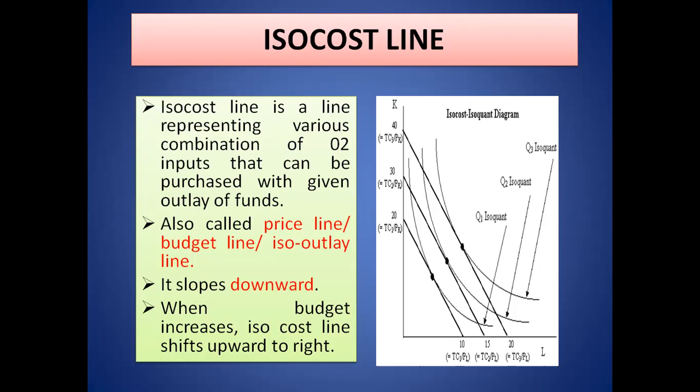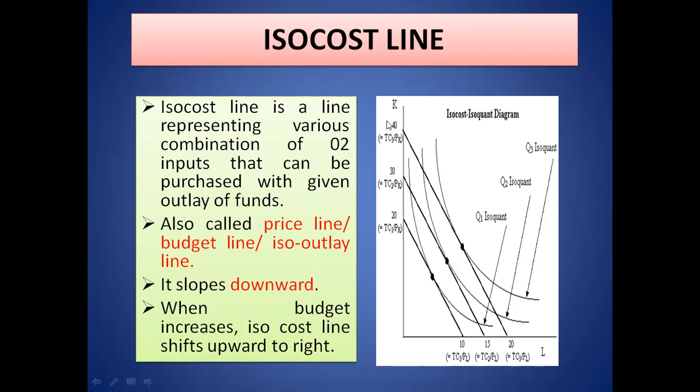Say you have 100 rupees. Within that 100 rupees, how will you use the two inputs to produce your product? Suppose capital and labor are used for production, and your budget is 50,000 rupees. Within that 50,000 rupees, knowing the charges of capital and the charges of labor, how much will you use? That line is called the isocost line. It is also called the price line, budget line, or iso-outlay line, and like the isoquant, it slopes downward.